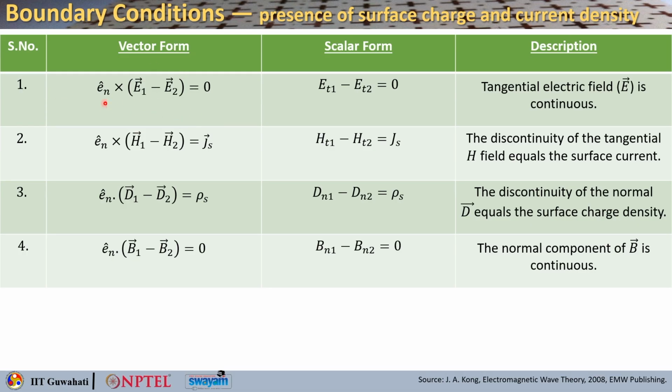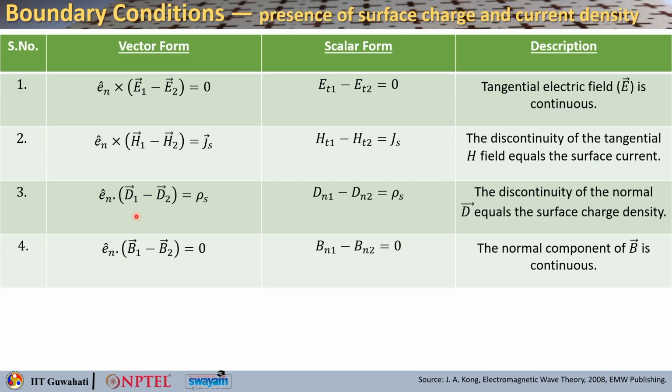So, this is how it is written. It means the tangential component of the electric field is continuous: the difference between the two is 0. Here you can see that the discontinuity in the tangential magnetic field is because of the surface current. If there is no surface current, there will be no discontinuity in the tangential magnetic field.